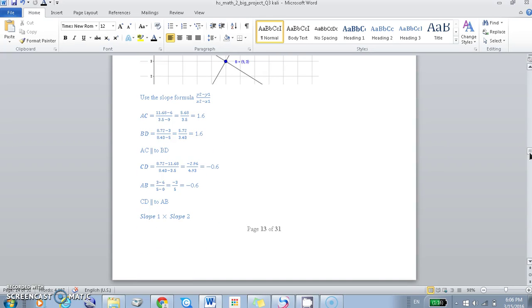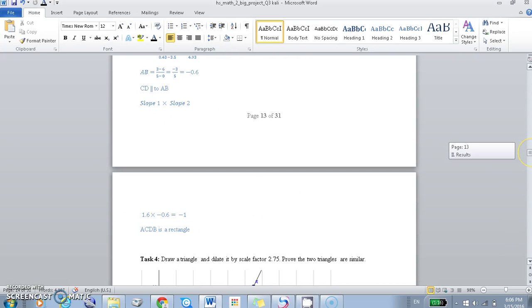So I used the slope formula to do that, and after I got the two slopes, I had to find that they're negative reciprocals, and I multiplied them together, and the answer is -1. Negative reciprocals are two slopes that, when you multiply them together, the answer has to be -1. Since it is, then ABCD is a rectangle.